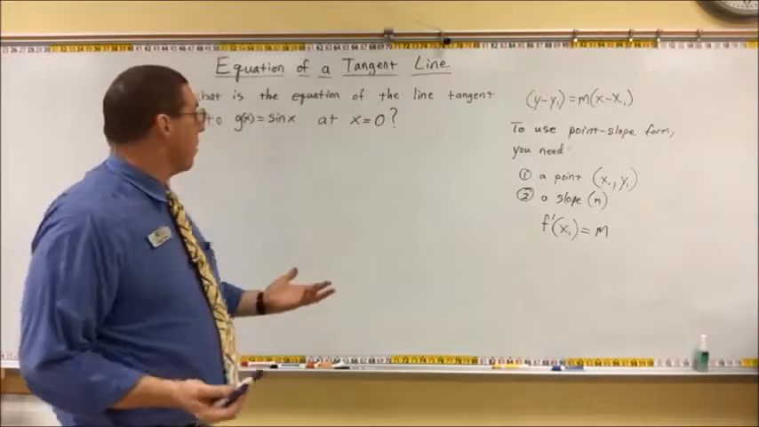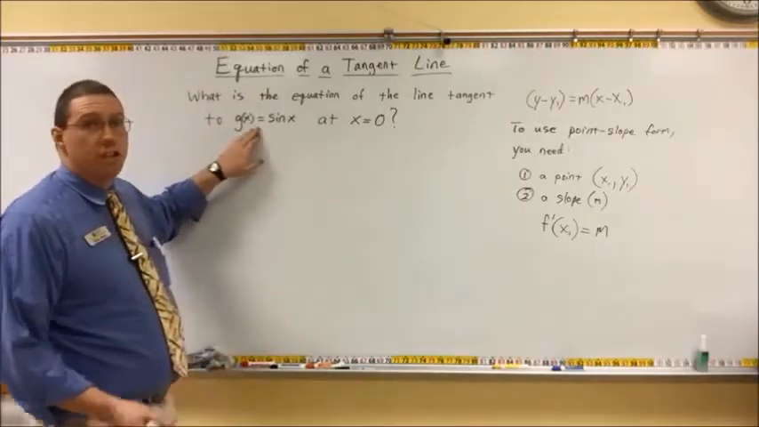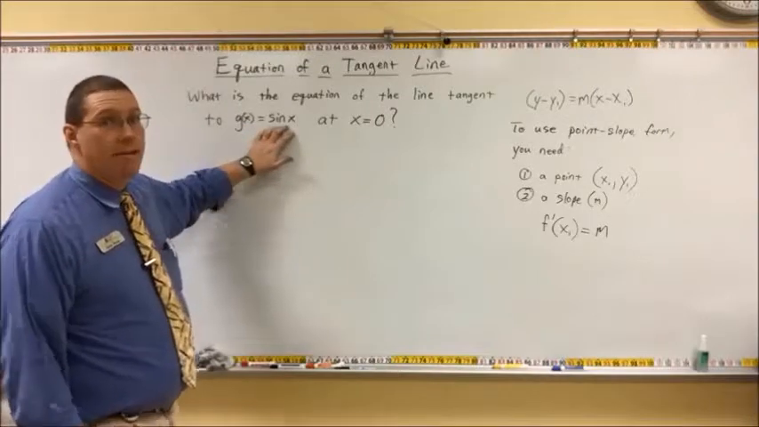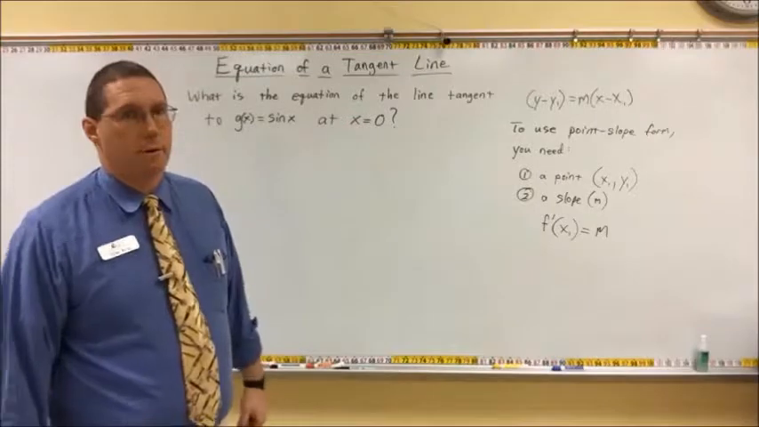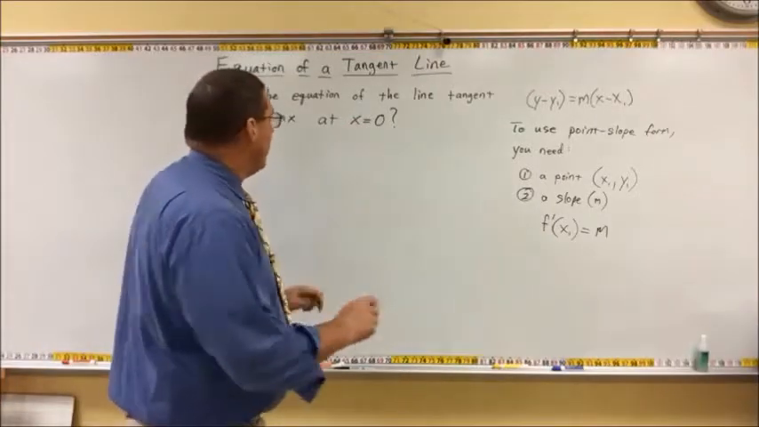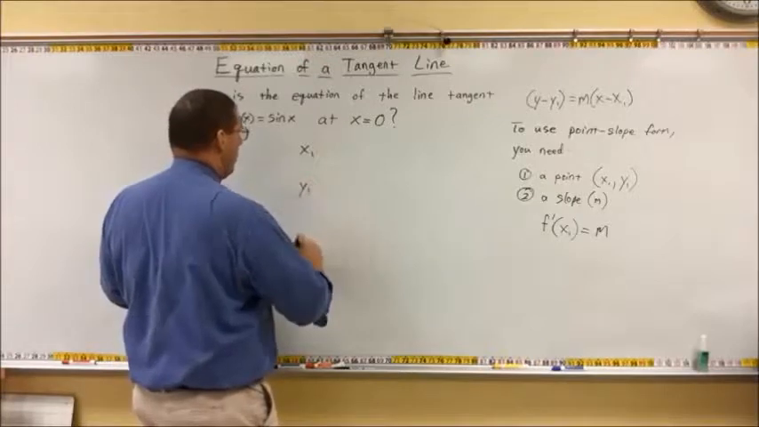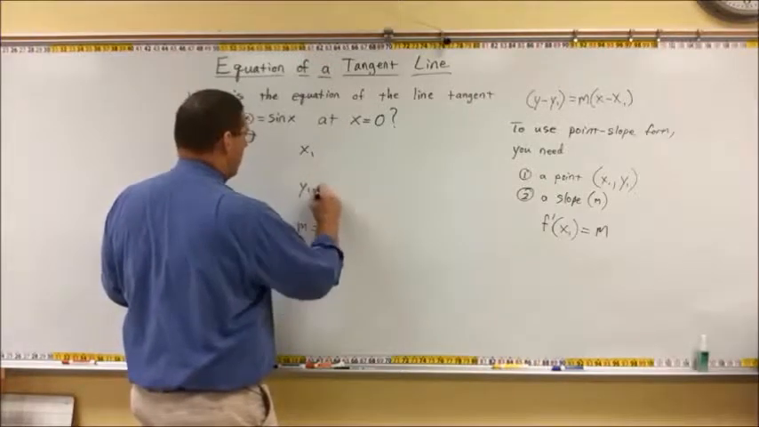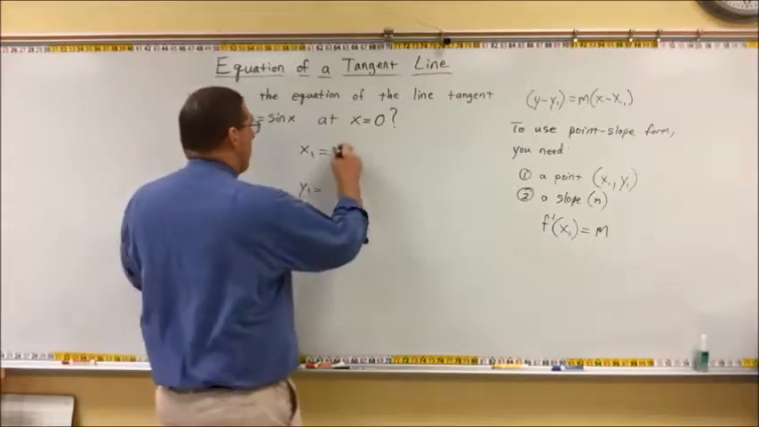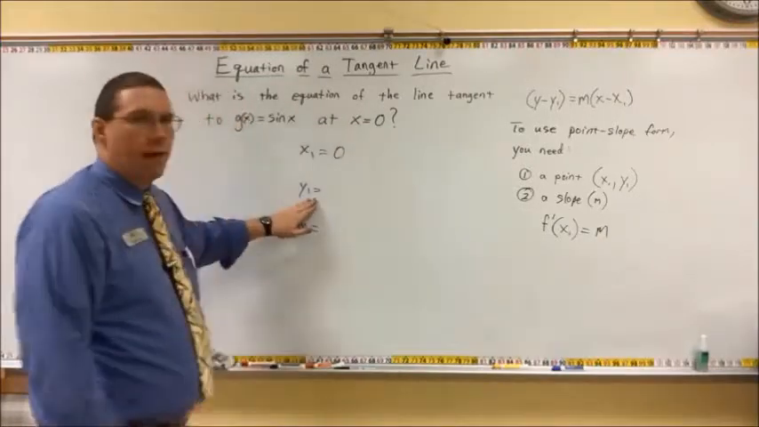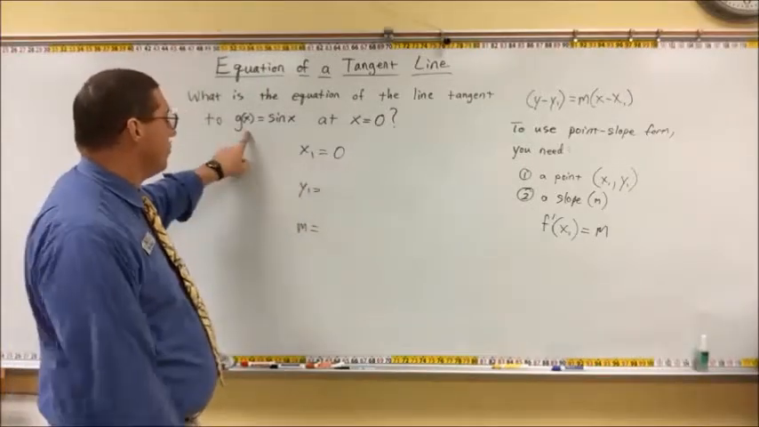All right, here's another example. It says, what is the equation of the line tangent to the function g of x? G of x is defined by sine of x at x equals 0. Okay? So here's what we need. We need an x1, we need a y1, and we need an m. That's our slope, right? Well, x1 is given to us. x1 is 0. So now we need an output value, y1. Well, that's going to be whatever we get when we plug 0 into g of x.